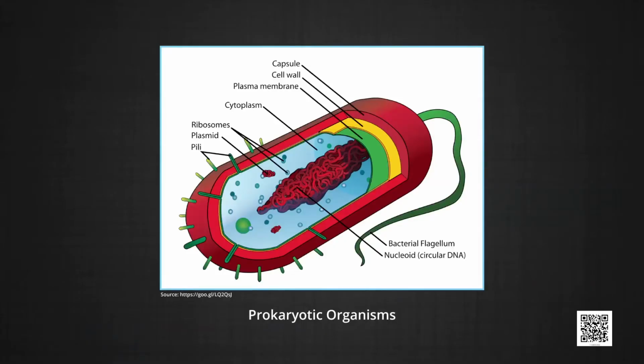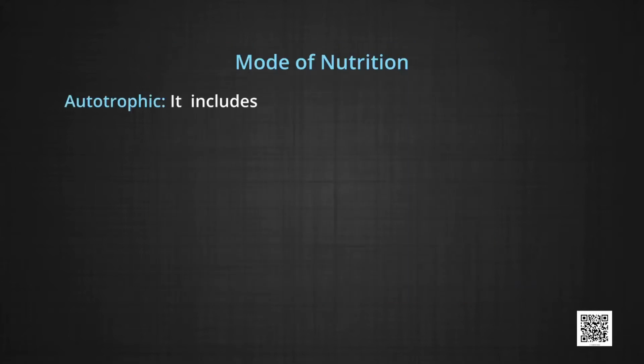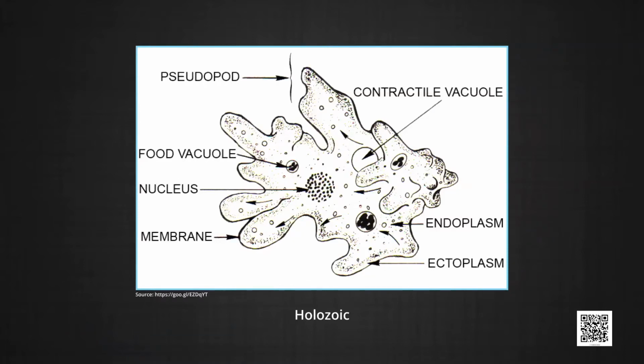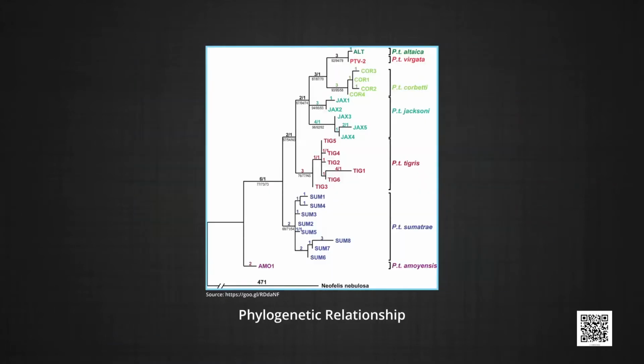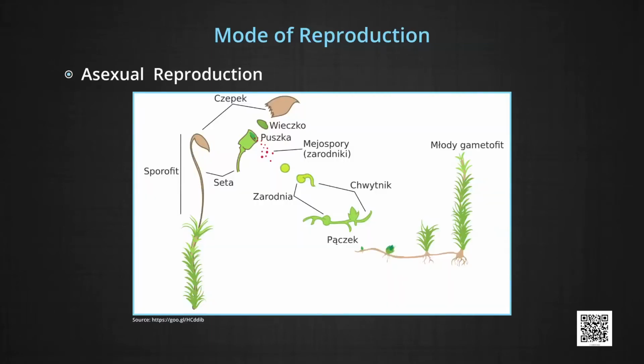The five kingdom system of classification was done on the following criteria: structure of cells, which includes prokaryotic organisms and eukaryotic organisms. Organization of cells, which includes unicellular and multicellular. Mode of nutrition, which includes autotrophic, chemosynthetic and photosynthetic. Second, heterotrophic mode of nutrition, which includes holozoic, meaning ingestive, and saprophytic, meaning absorptive. Phylogenetic relationship, from the study of fossils. Mode of reproduction in animals is asexual reproduction and sexual reproduction.